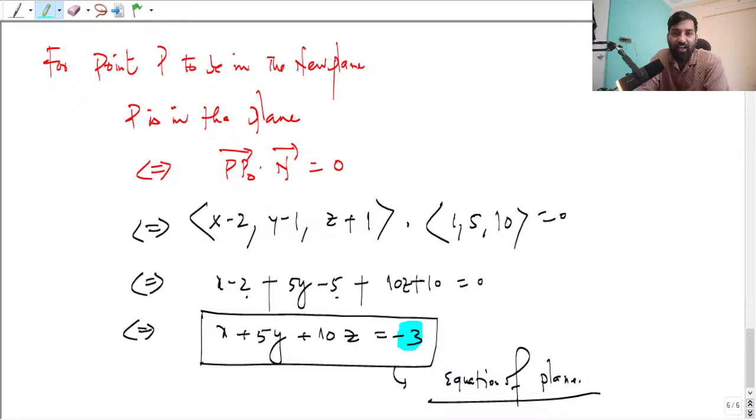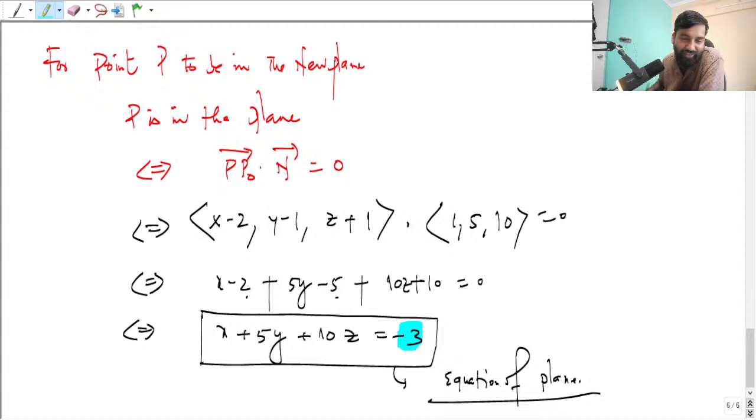Yes, the left hand side x plus 5y plus 10z, that is the same. But the right hand side got changed. What is the reason? The reason is your plane is not passing through the origin. The condition is the same, that is, perpendicular to the normal, but now the plane is not passing through the origin. It is passing through a point, so the right hand side will not be 0. So the right hand side is something like minus 3 here. That is the indication.